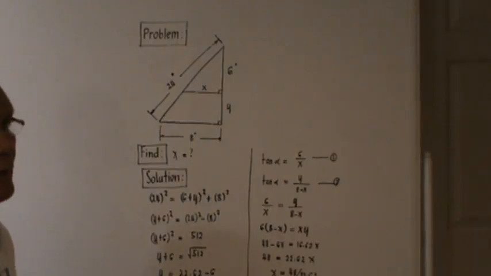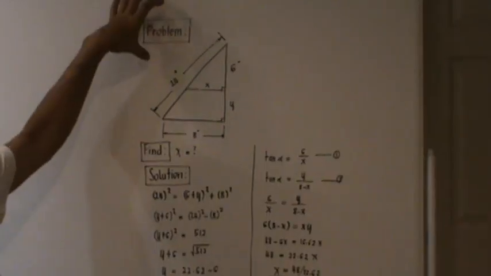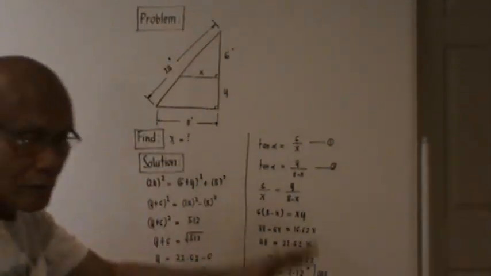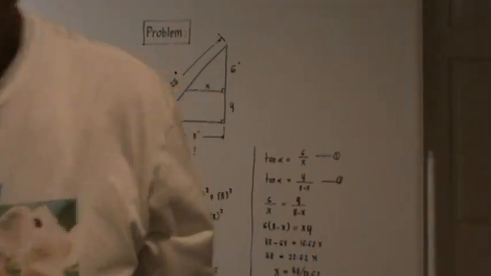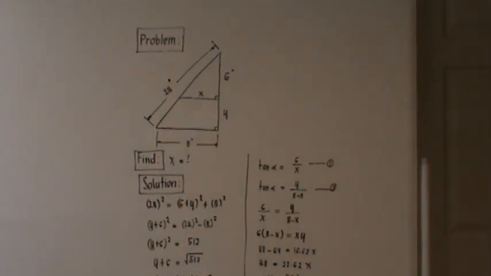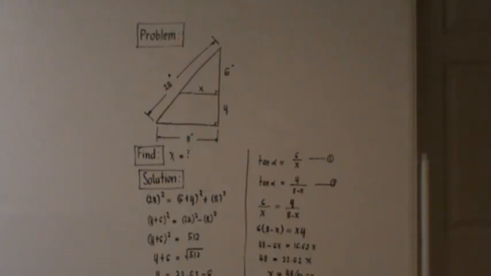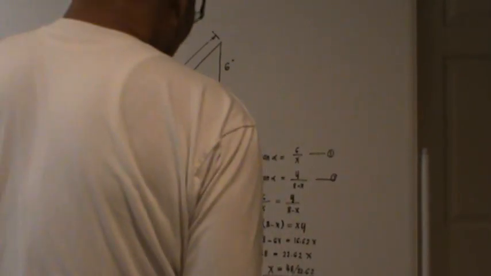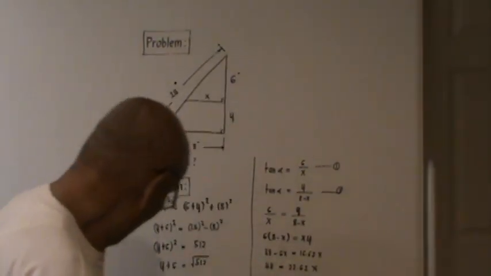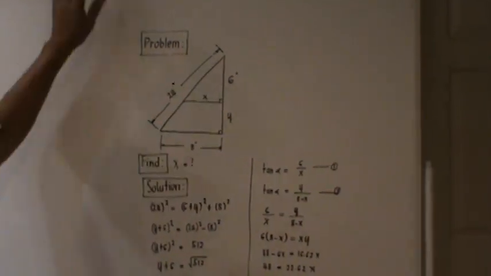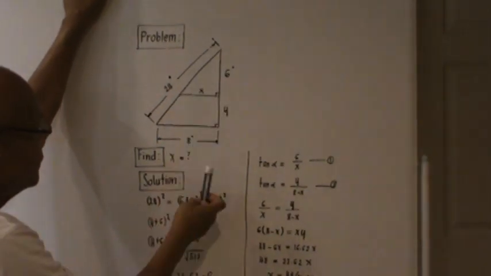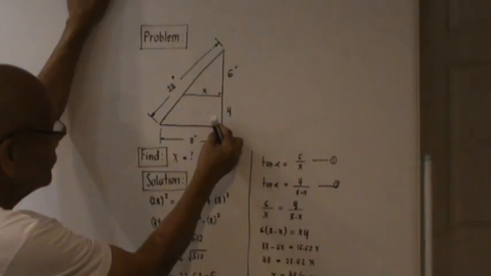So, in here, we got a problem. Actually, we got the right triangle. I will try to see if it's visible. In here we are given a right triangle. The right triangle is this one here. This is the right angle portion.